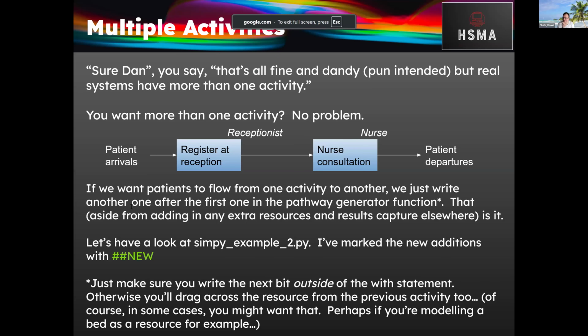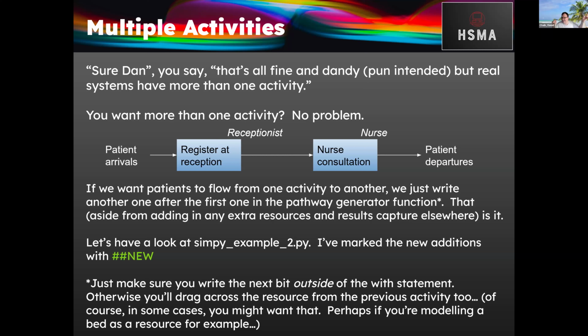So the first thing you probably want to do is say, well, okay, there's probably more than one activity in my model. So imagine that our model is in fact patient arrives, they get registered at reception first, which needs a receptionist, then they see the nurse, and then they leave, okay? The good news is that is nowhere near twice as complex. So all we have to do, if we want to add another activity that takes place after the last activity, we simply write it literally after the previous one. So we just write the same thing again, but with a receptionist or whatever it may be, okay?